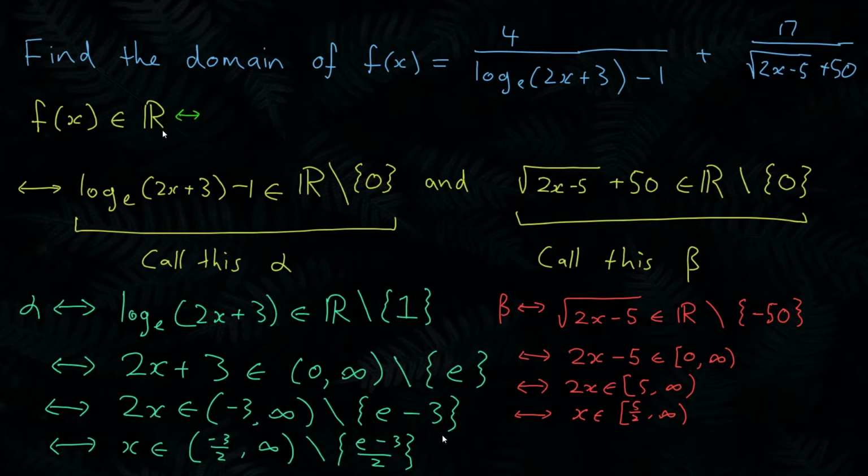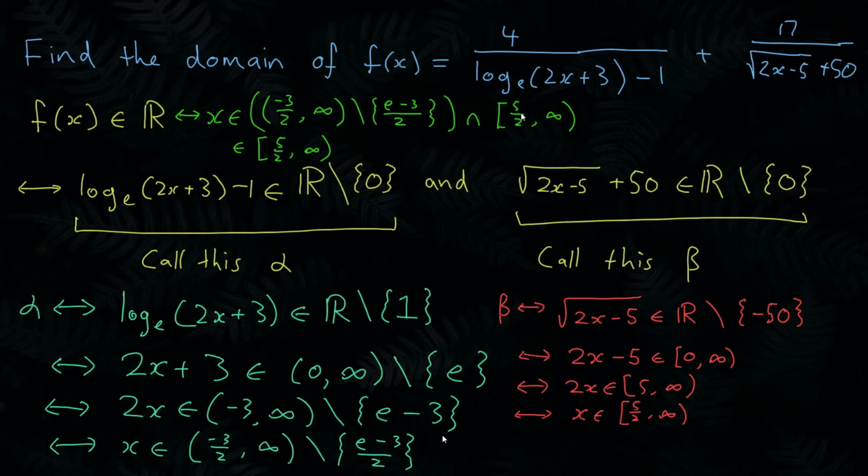So the original condition is equivalent to alpha and beta both being true, which is equivalent to saying x is in here and also in here. Or in other words, x is an element of the intersection. And if you draw a diagram, you'll see that this simplifies to 5 over 2 through to infinity. And the reason for that is basically that because negative 3 on 2 is strictly smaller than 5 over 2, well, that means this interval actually contains more points than this interval. So when we intersect them, we just get this interval on the right. And that's why it's appearing here.